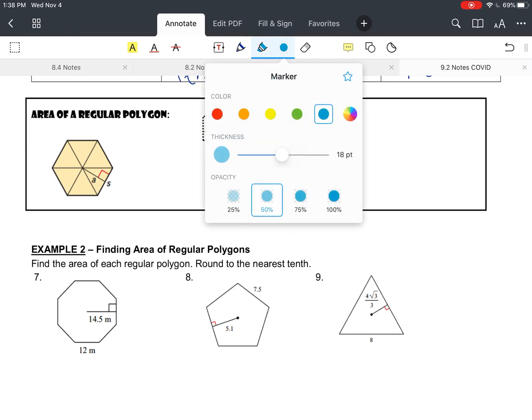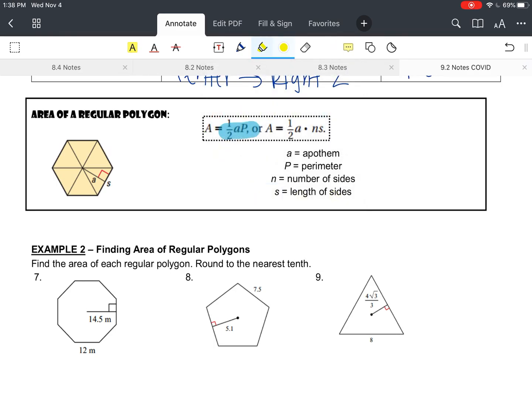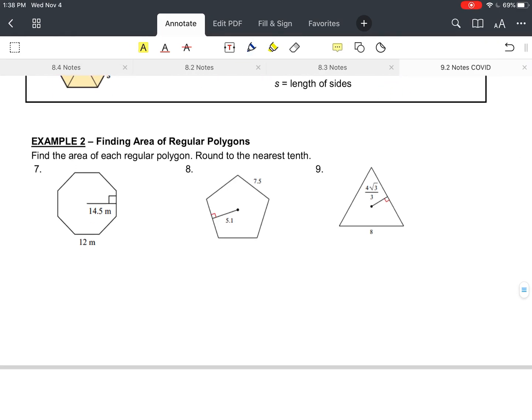So here's the area of a regular polygon formula. It's either 1/2 times apothem times perimeter, or because perimeter is the number of sides times the side length, you could replace P with n times s and you still have the 1/2 times apothem. Another way you can think about it is apothem times perimeter divided by 2. Multiplying by 1/2 and dividing by 2 is the same. For each of these, what I like to do first is find the perimeter, and then from there, find the area.